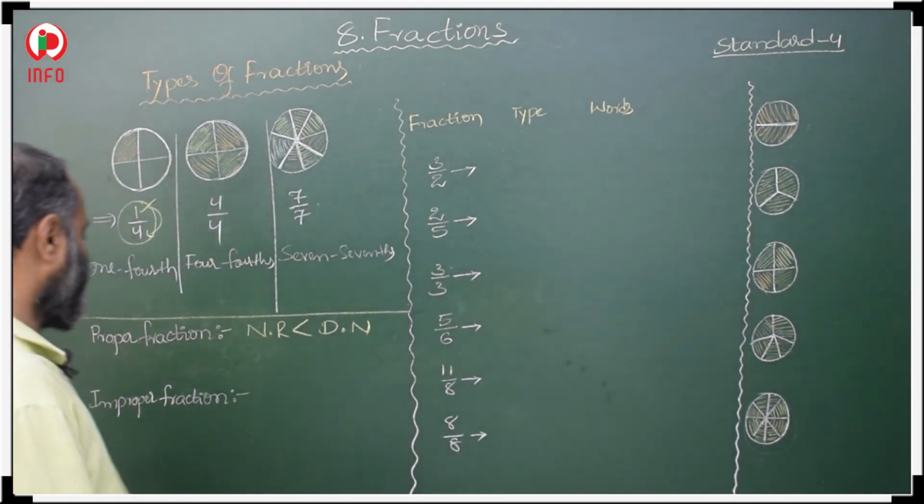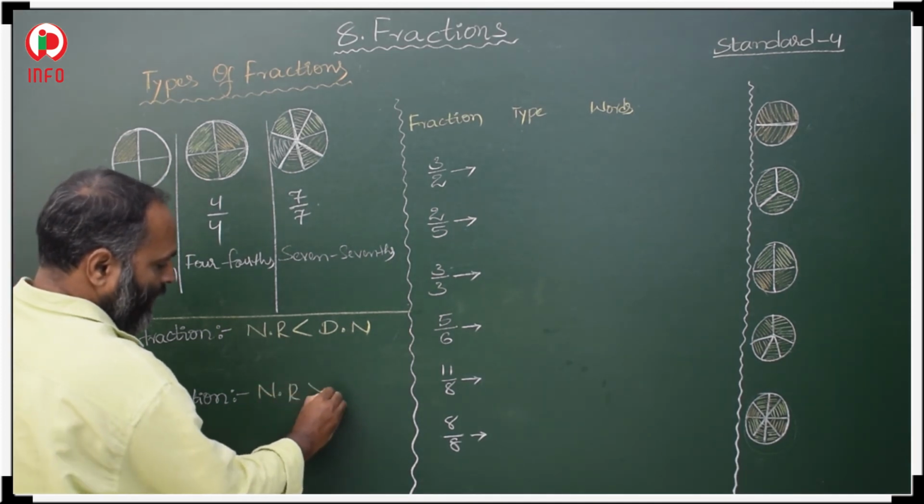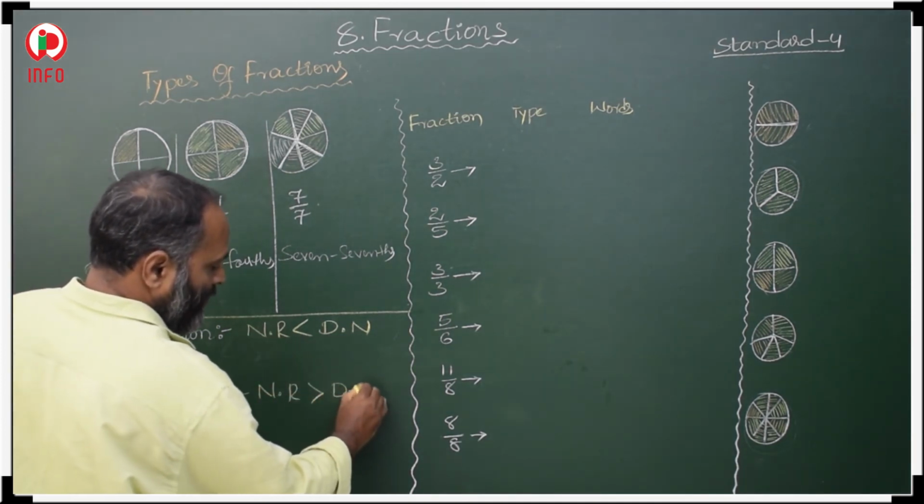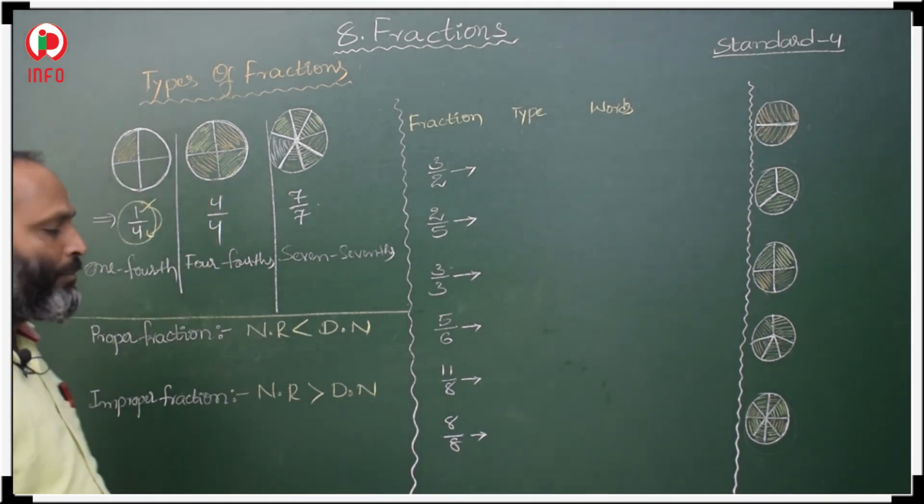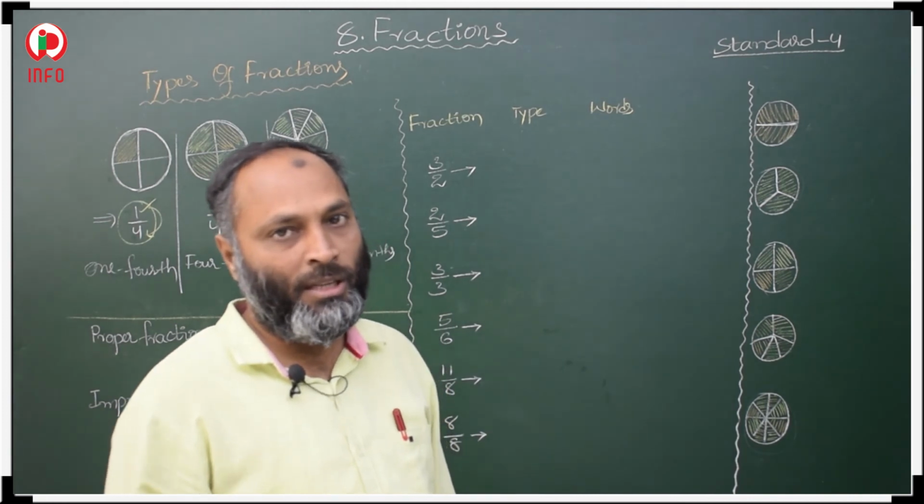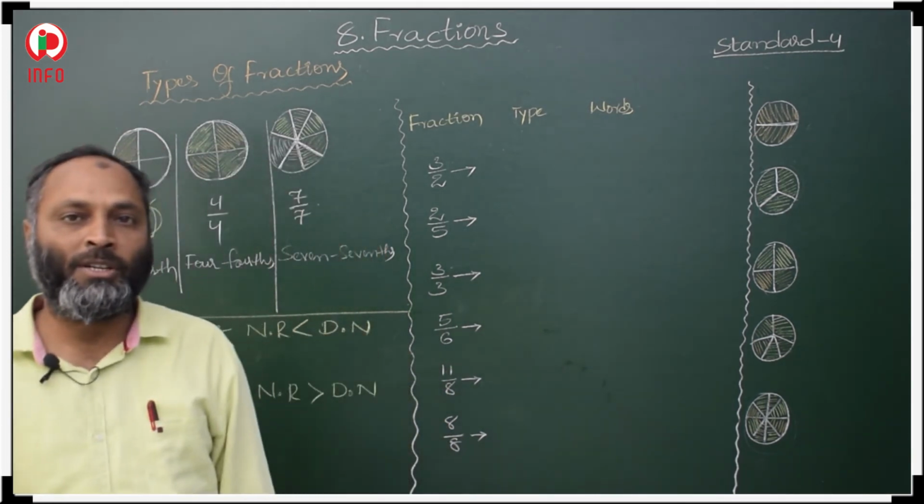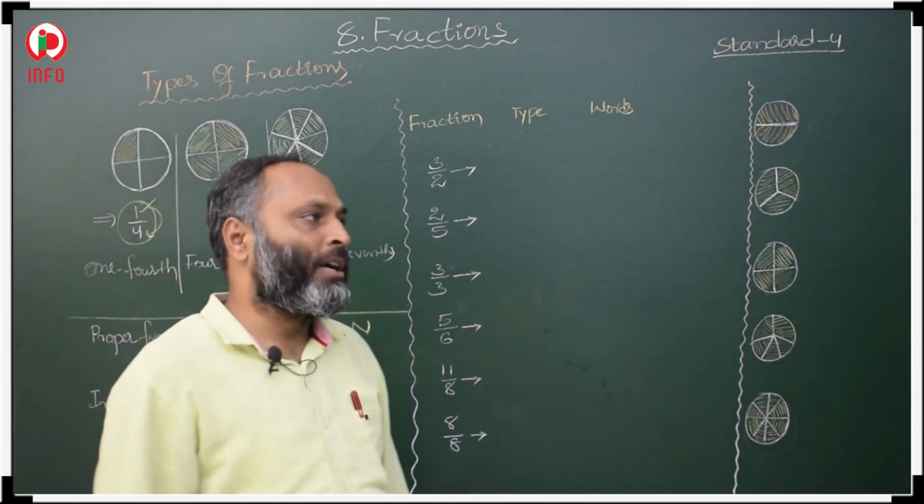Then improper fraction: if the numerator of a fraction is greater than the denominator, then that fraction is called an improper fraction. In an improper fraction, the numerator is always bigger than the denominator. So this is the difference between proper fraction and improper fraction.